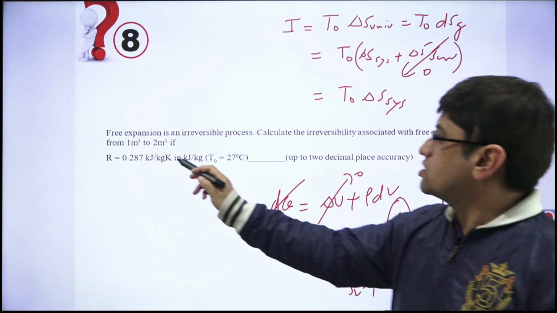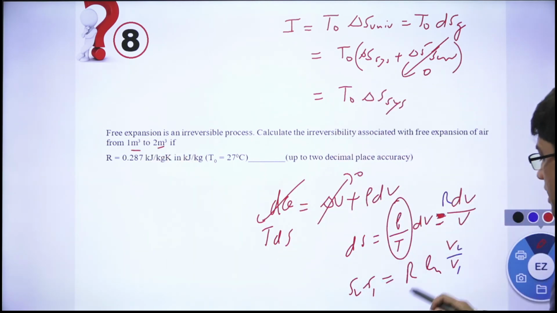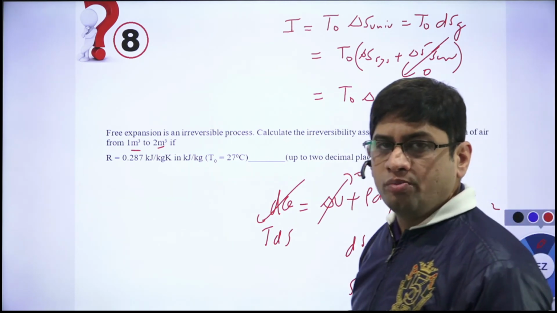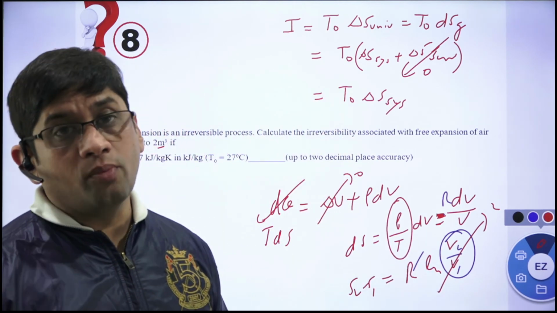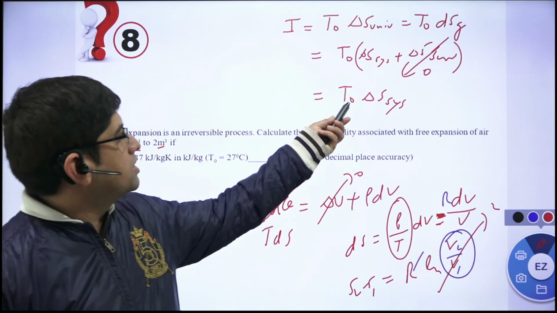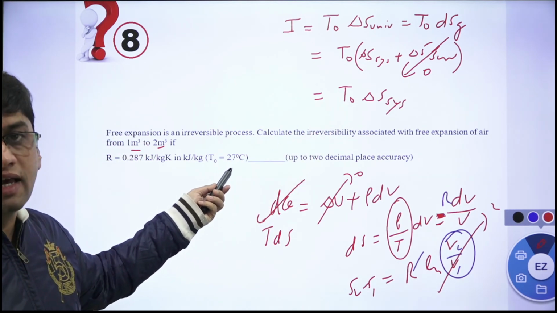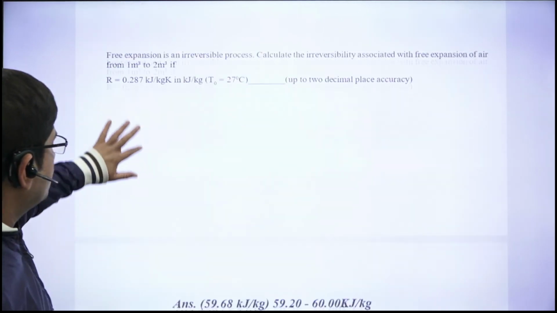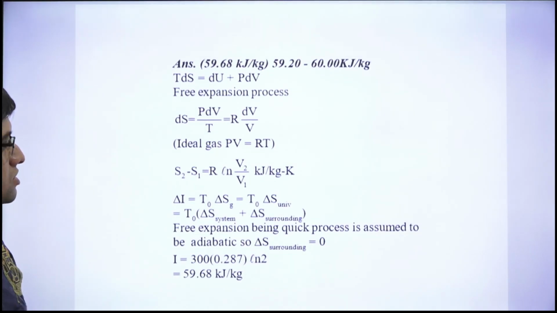Now V1 is given as 1, V2 is given as 2, so I can calculate V2 by V1 as 2. And the R value is also known to me. So I can calculate the entropy change of the system. And if I get the entropy change of the system, I multiply that with T naught, which has to be written in Kelvin, that is 300 Kelvin, and I get the entropy change in free expansion. This is what the concept is. As I told you, the most important thing is whether you get the right answer or not. That is the most important part of it.